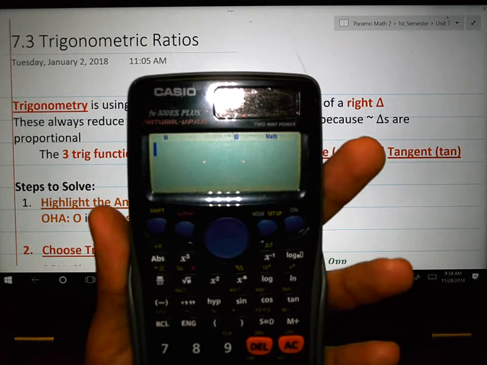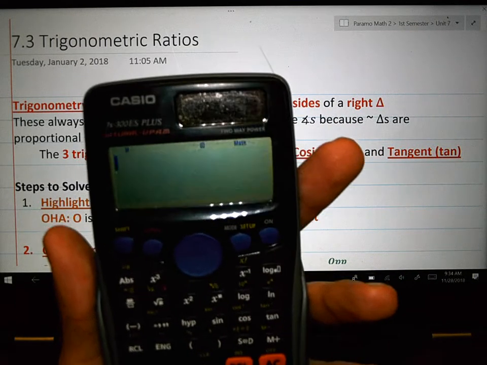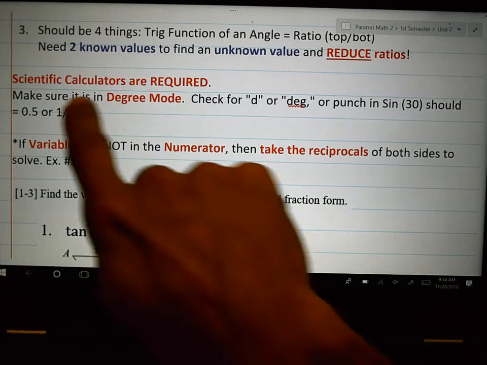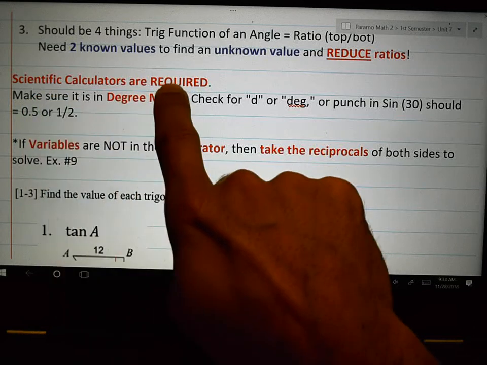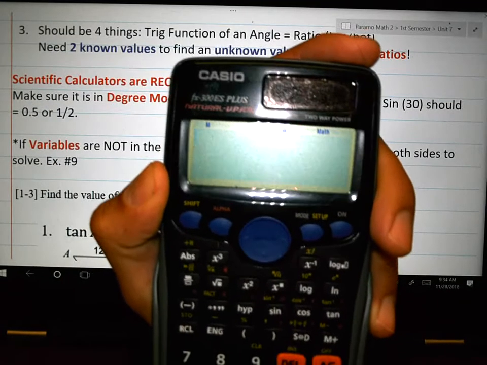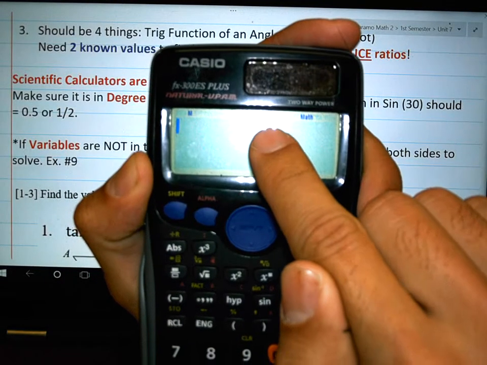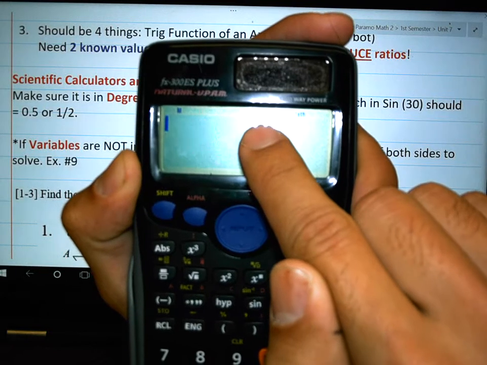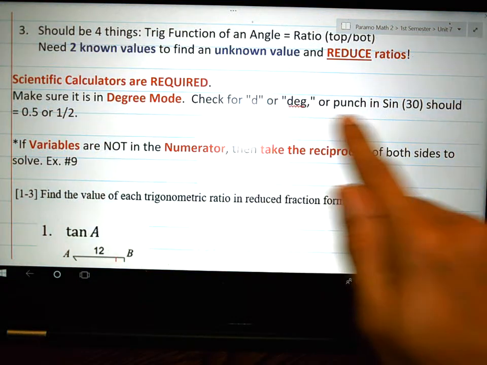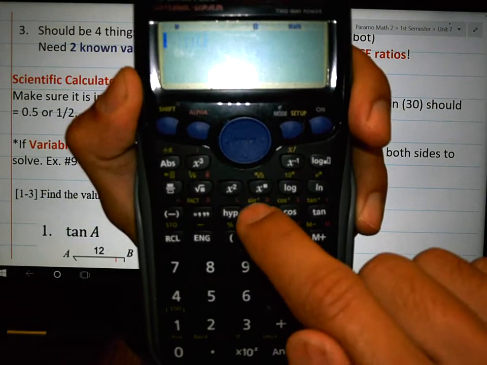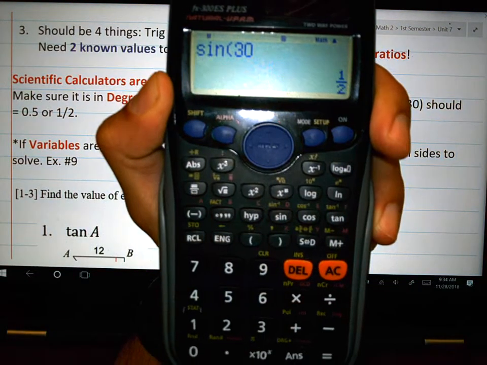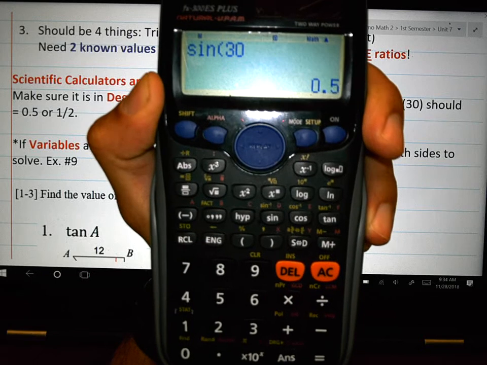Because they're scientific calculators, they have all that information pre-stored into it, and not just 4 places, but a lot of places. So the first thing I want to talk about are calculators. Calculators are required, but they have to be in degrees. I know this calculator is in degrees because right up here there's a little D there, or a DEG. It is in degree mode. I can easily check to see if it's in degree mode by pressing sine of 30 degrees. And if you punch in sine of 30 degrees, you should get 1/2 or 0.5.